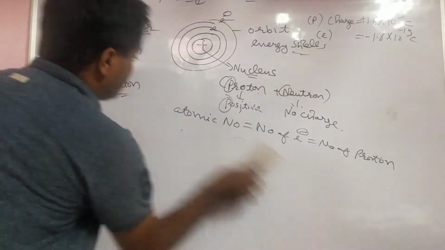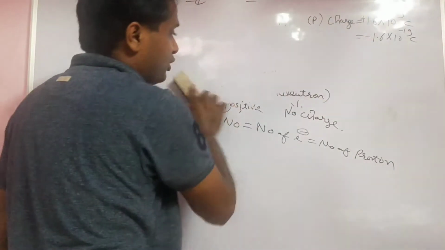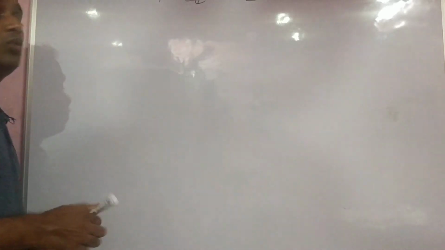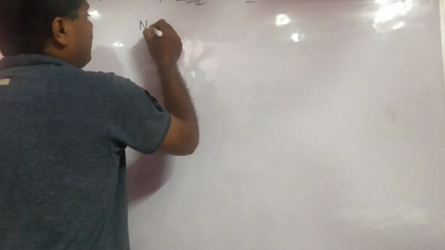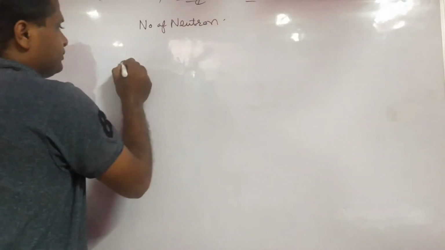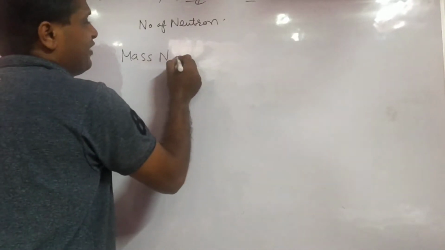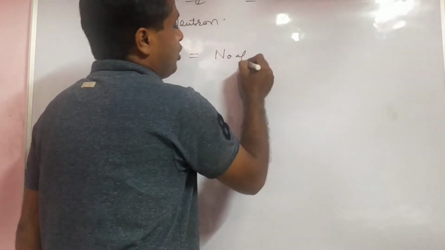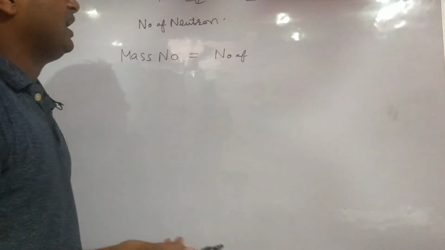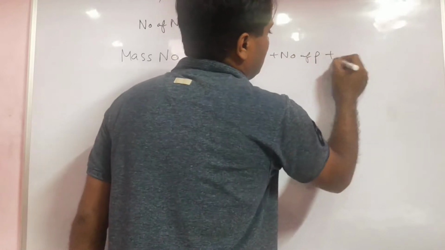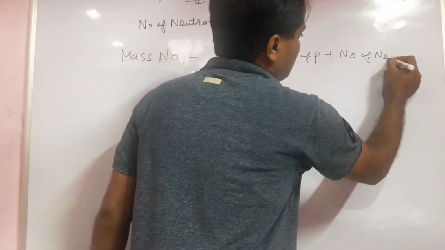So this is how you count the number of electrons and protons. The atomic number is equal to the number of electrons and the number of protons. How do you count the number of neutrons? First of all, see the mass number. What is the formula of mass number? Mass number is equal to all the subatomic particles present in the atom: number of electrons, number of protons, number of neutrons.